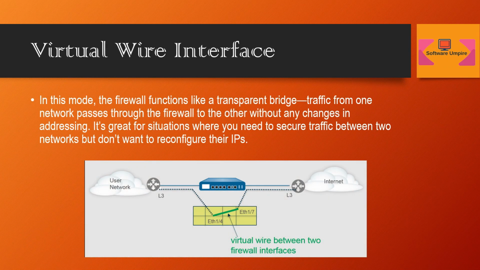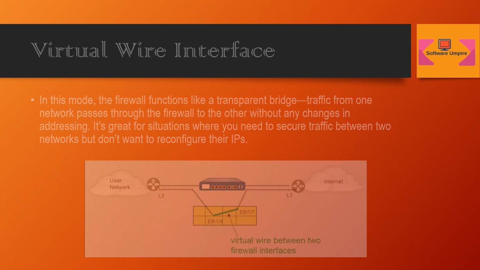Moving on to the Virtual Wire interface. This interface is unique because it doesn't require any IP addressing and operates transparently between 2 networks. It essentially bridges 2 network segments together without modifying traffic in the process. In this mode, the firewall functions like a transparent bridge. Traffic from one network passes through the firewall to the other without any changes in addressing. It's great for situations where you need to secure traffic between 2 networks but don't want to reconfigure their IPs.